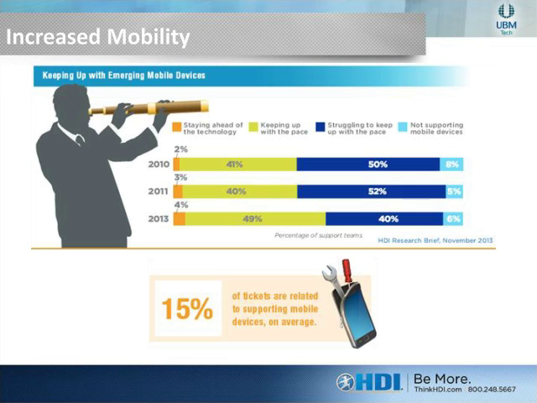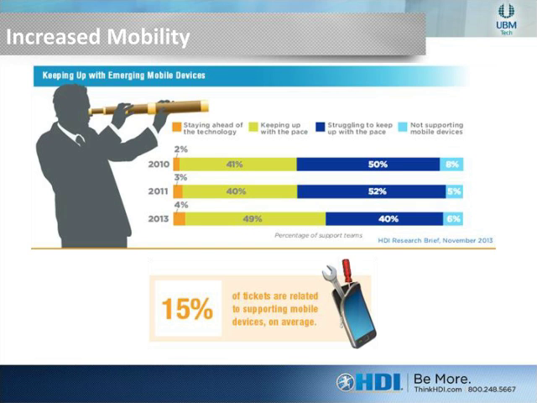So here's some stats on mobility. We looked at mobility pretty hard over a series of research studies that we did at HDI. You can see that it took a while for organizations to really get a handle on what was going on with mobile devices, and then suddenly decided it wasn't really about the device so much as it was about the connectivity and the data, and that's when things started to change.